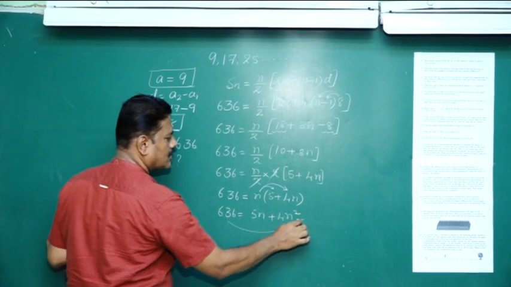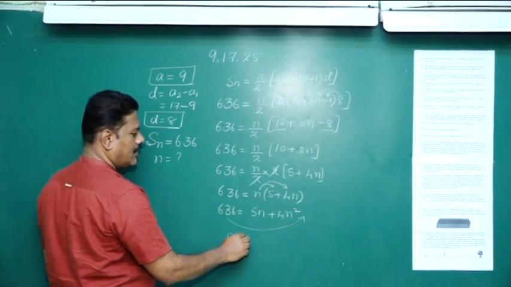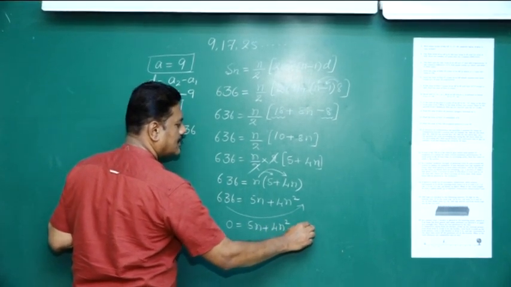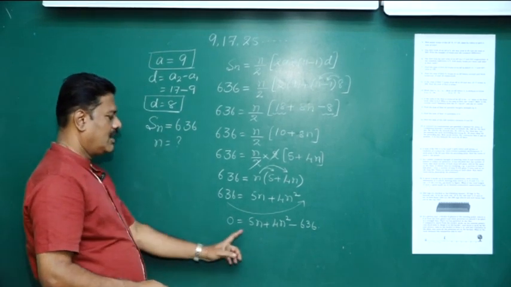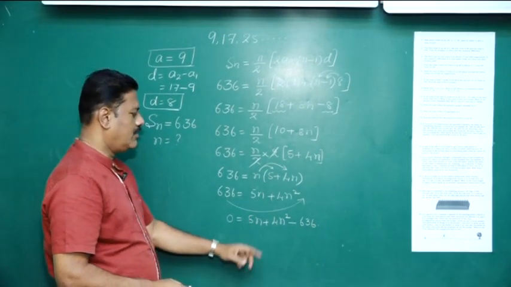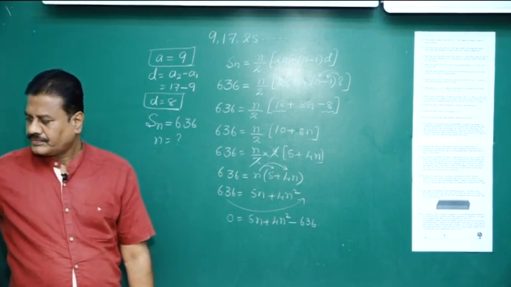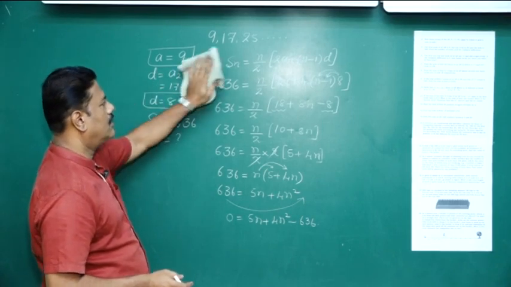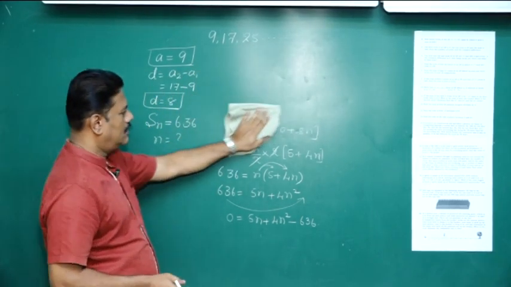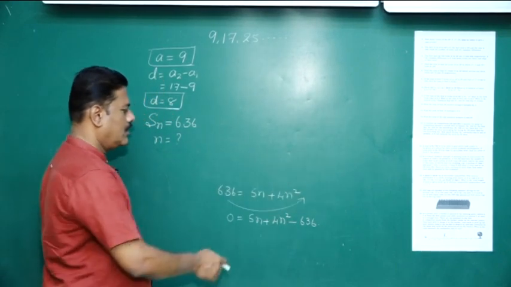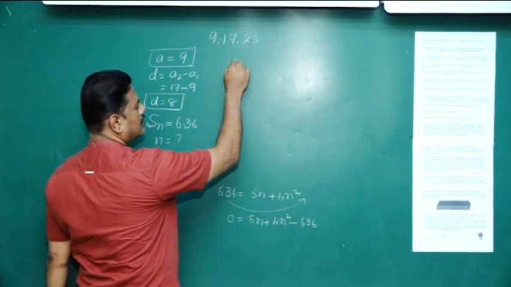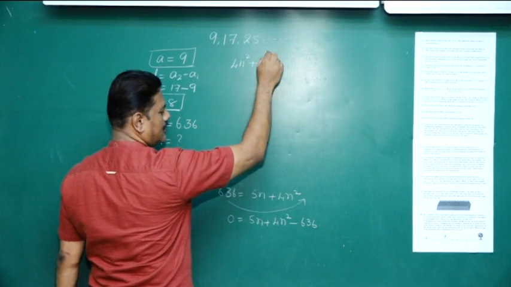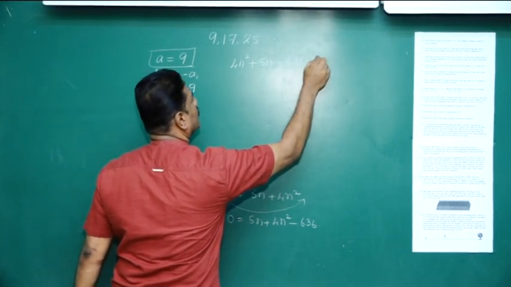Now you transpose this. So what is remaining here? 0 is equal to 5n plus 4n square minus 636. Now rearranging this, I continue. What I do, I just rub out all this and rewrite like this: 4n square, the second degree variable, then the first degree variable, and the constant is equal to 0.